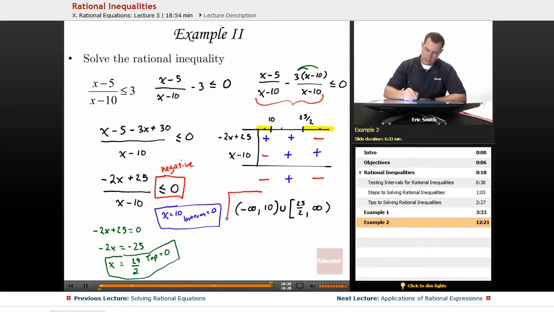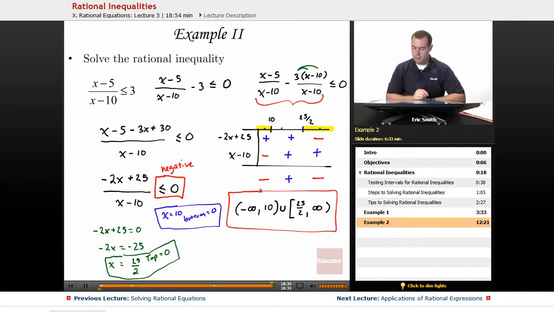So the intervals that represent the solution are from negative infinity up to 10, and from 25 over 2 all the way up to infinity. And then we can consider this inequality solved. So it is kind of a lengthy process, but really use that table to help you organize your information, and definitely watch at what points you can and cannot include in those solution intervals.